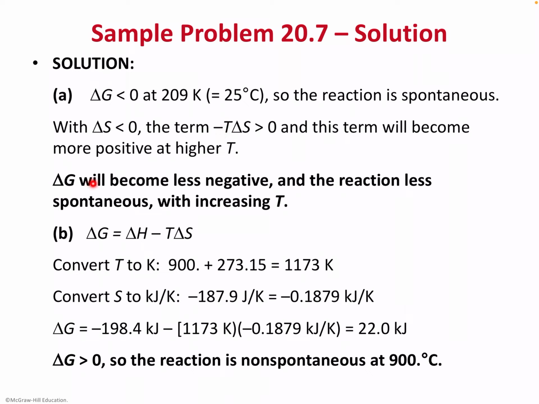And delta G therefore will become less negative, because even though delta H is negative, this term will become positive. So the difference would make delta G become less negative and the reaction less spontaneous with increasing temperatures. Okay.